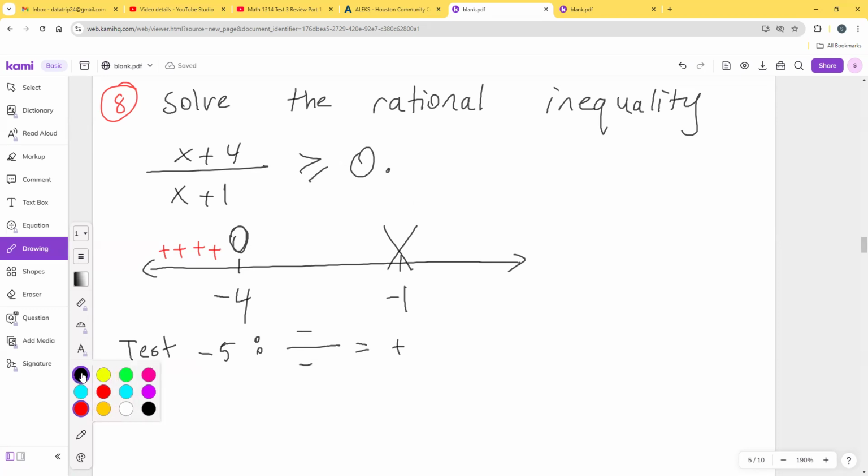Now the middle region. In the middle region, what number do we want to test? 0 is not here because they're both negative numbers. We can do -2. If we test -2, -2 plus 4 is a positive number. -2 plus 1 is a negative number. If we divide a positive number by a negative number, what do we get? Negative. That means every time we pick a number from the middle region, we will get a negative answer, which means this is not the region we're interested in, right? Because this generates a negative number.